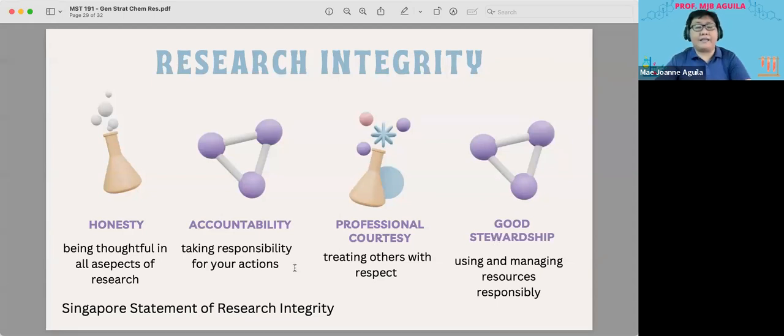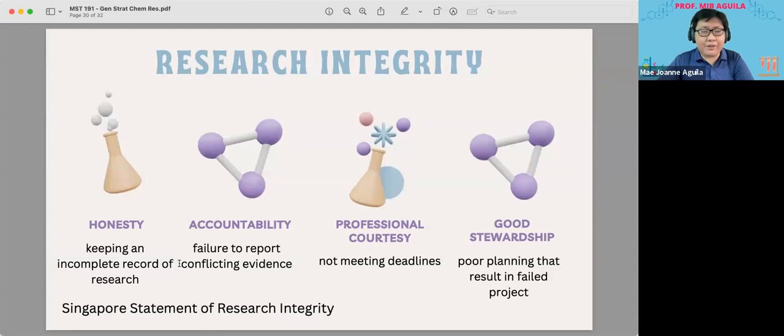So these are some examples of what you might think are just minor infractions. It's not really that grave. So should we be questioning the integrity and hence the ethics of the researcher? Keeping an incomplete record of research already contradicts the concept of honesty. Failure to report conflicting evidence, just looking into positive results and disregarding negative results, means you are not accountable for your results as a researcher.